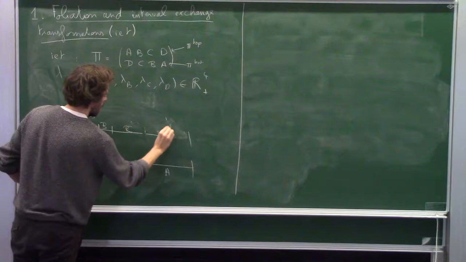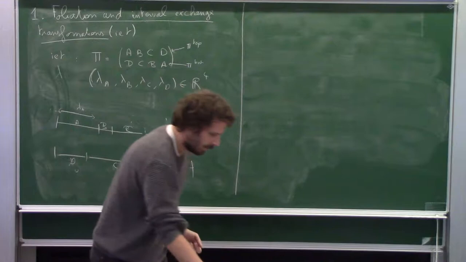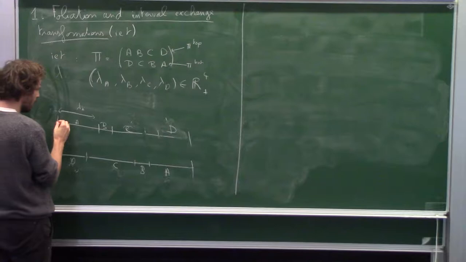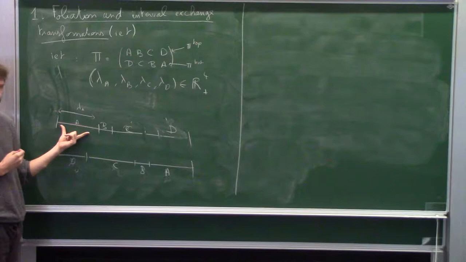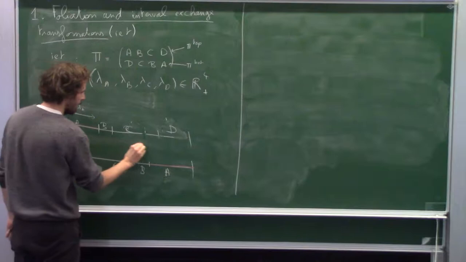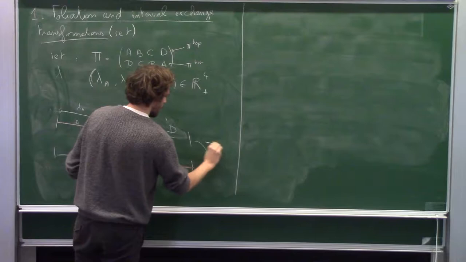Now that I have defined these two partitions of the interval, I can define a map which just consists in taking the sub-interval that I labeled A and mapping it by translation onto the interval in the bottom side. So this is my transformation T, defined by the data pi and lambda.